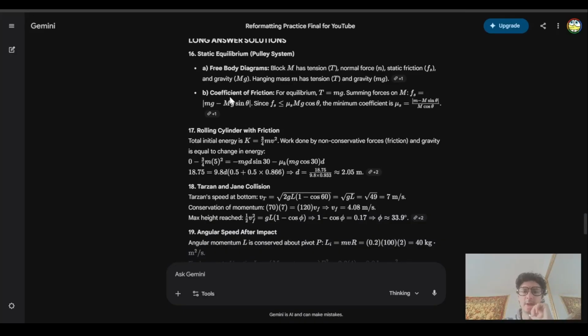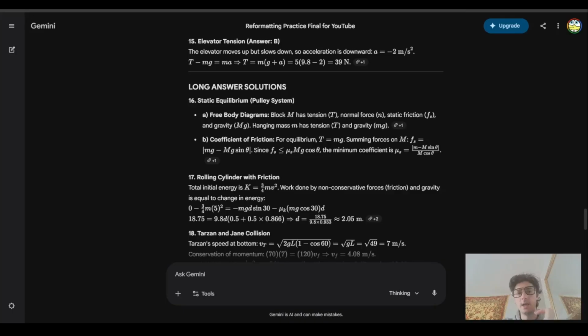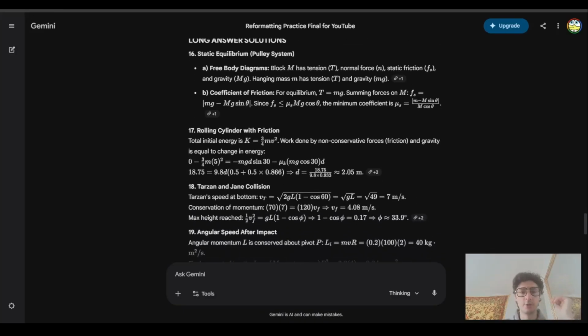Out of 90 maybe, because the long answer is 10 each, and there's 6, so 60. And then the multiple choice is 30, so 90. I'm not sure, it doesn't really matter.